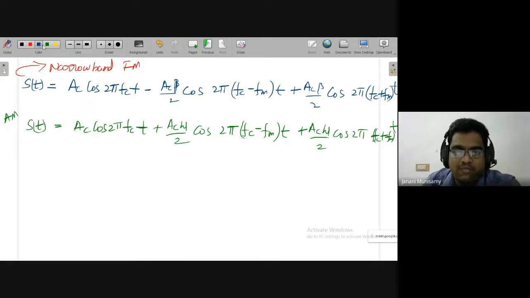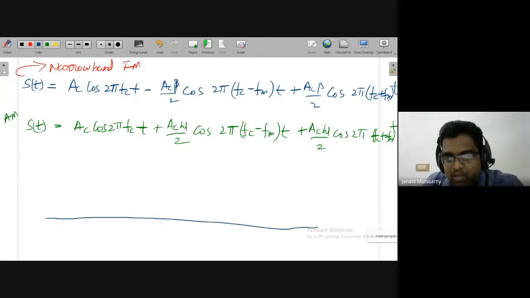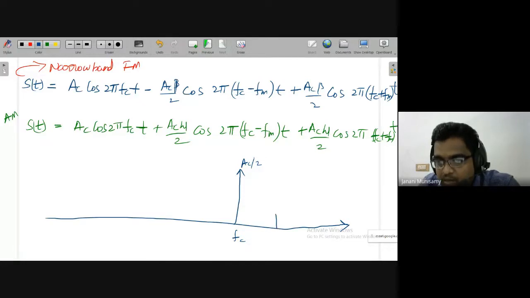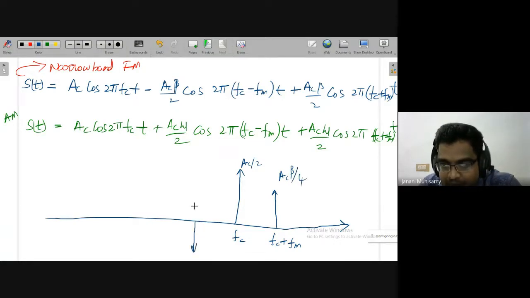So what is the final conclusion? The narrowband FM is somewhat similar to the AM. How is it similar? Now we will draw the narrowband FM spectrum. Here we have the carrier. The carrier will be present at FC with the value AC by 2 in the frequency domain. Again, on the positive side, at FC plus FM, we have a spectrum of AC beta by 4. But at FC minus FM, we have a spectrum with a negative value, AC beta by 4.